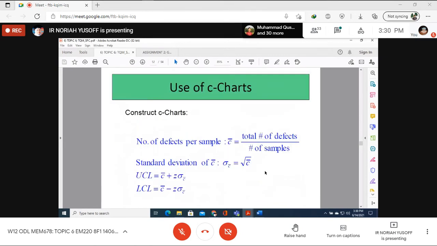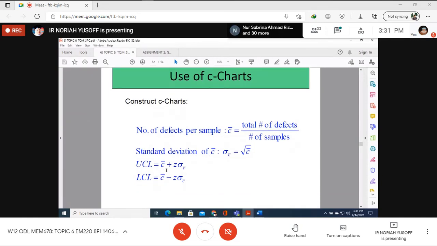So, let's look at an example. The C chart formula is very simple. The number of defects per sample is given by the C bar, the total number of defects divided by the number of samples, meaning how many samples were taken. Given the number of samples and the defects, you will get the C bar value. And then the standard deviation is just the square root of the C bar value. The upper control limit is C bar plus Z multiplied with the sigma of the C bar value, and the lower control limit, you minus.